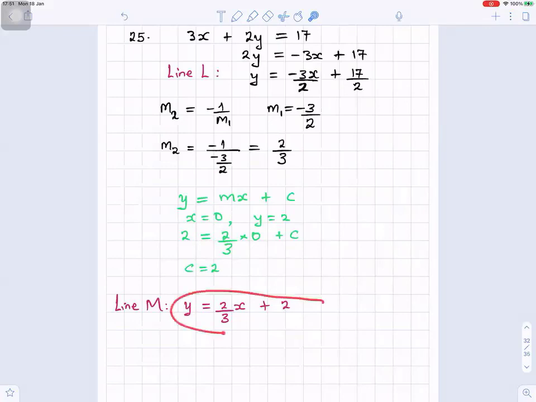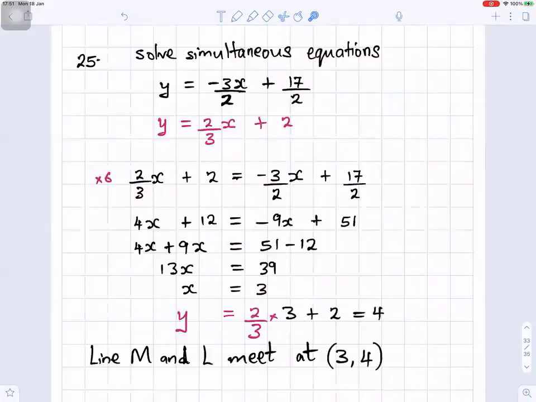So we now know line M, and we now know line L. Those are the two lines, line L and line M. So we want to find out where those two lines meet, and we want to solve the simultaneous equations. One of them is coming down and one of them is going up because of minus and plus. We want to find out where line L and line M meet. The coordinates. That's what we want to find out.